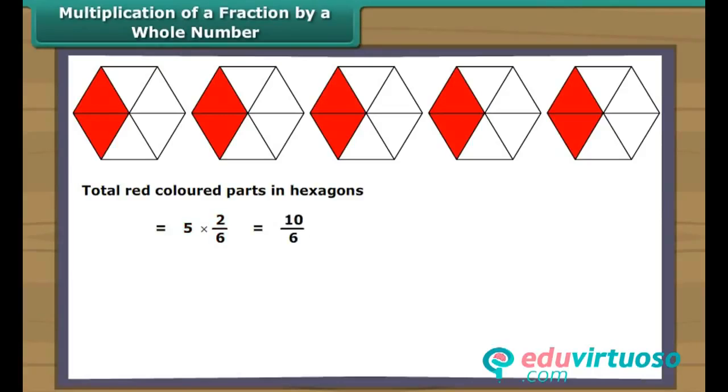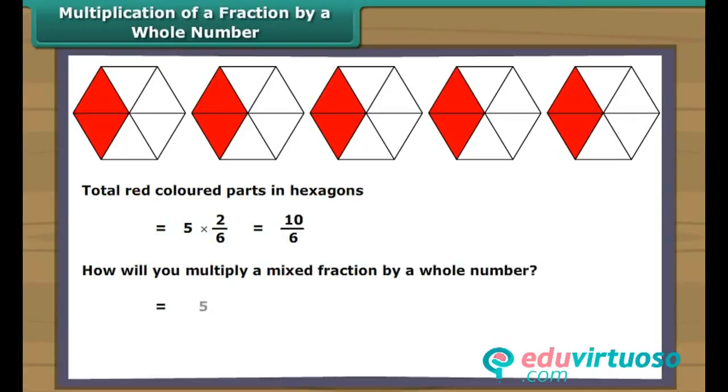Thus, to multiply a whole number with a proper or improper fraction, we multiply the whole number with the numerator of the fractions, keeping the denominator same. But how will you multiply a mixed fraction by a whole number? In such cases, we first convert mixed fraction to an improper fraction and then carry out the multiplication.